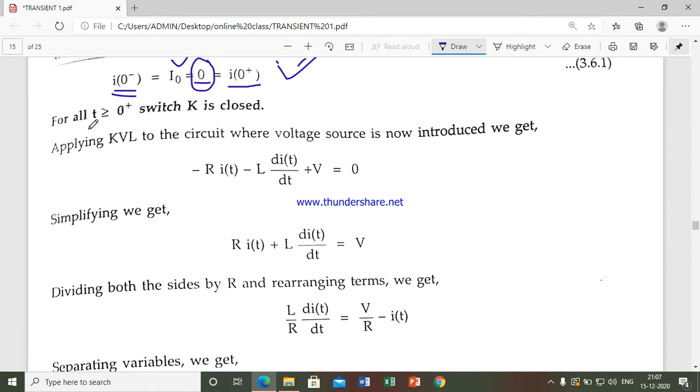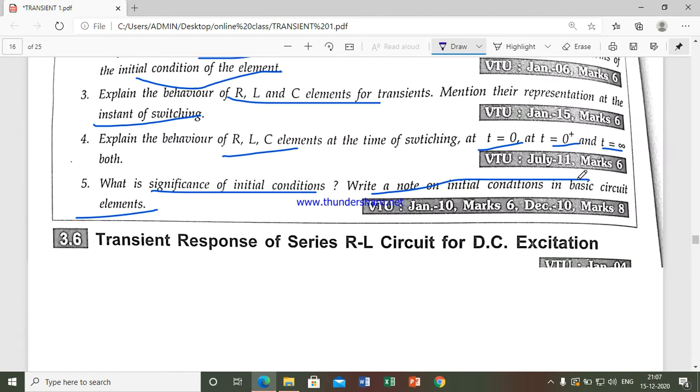For all t greater than or equal to 0 plus, switch K is closed. You will make the switch on at instant t equal to 0. So you can say that for t greater than or equal to 0 plus, switch K is closed, meaning you have made the switch on. So you can say that the voltage source is connected to this circuit. Apply KVL to the circuit where the voltage source is now introduced. You have introduced the voltage source for the circuit, so we will see that circuit.